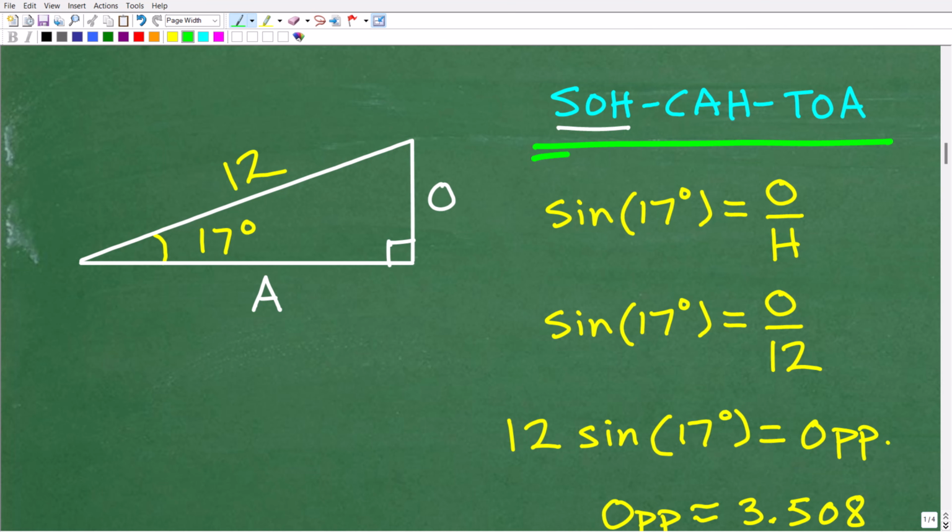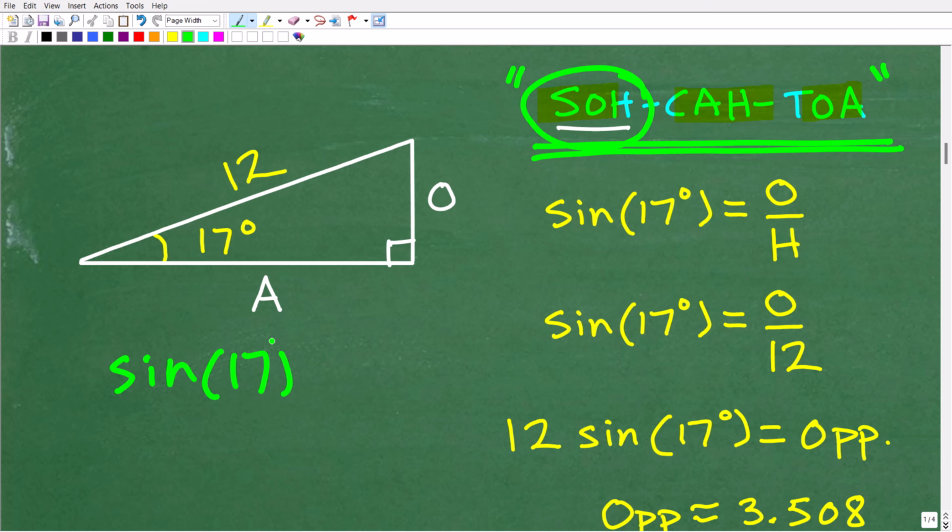All right, so we have this saying right here: SOH CAH TOA. If you've ever learned trigonometry, this is a useful saying. The SOH here means sine is equal to the opposite over the hypotenuse. So the sine of an angle, and this angle right here is 17 degrees, is equal to the opposite over the hypotenuse. So the sine of this angle is equal to this side divided by the hypotenuse, which of course is 12. All right, so this is going to help us solve for the height of the triangle, or side O.